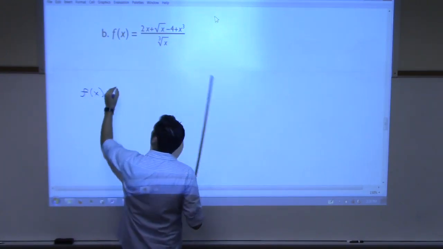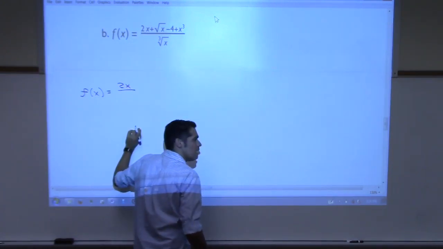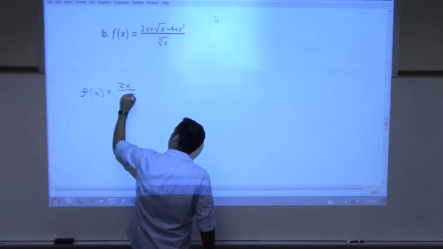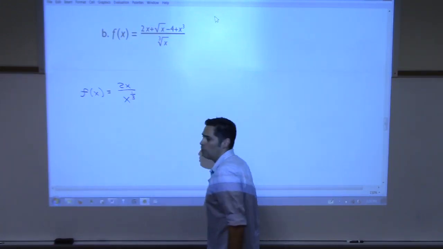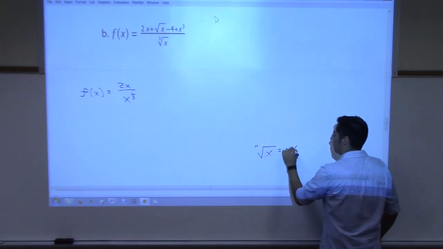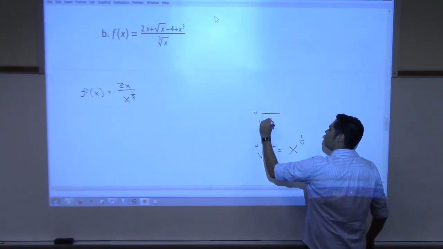So 2x over what? What's cube root of x as a rational exponent? x to the 1/3. That's what the cube root means. And if you've forgotten, that's the rule I'm using, and there's a more general rule.